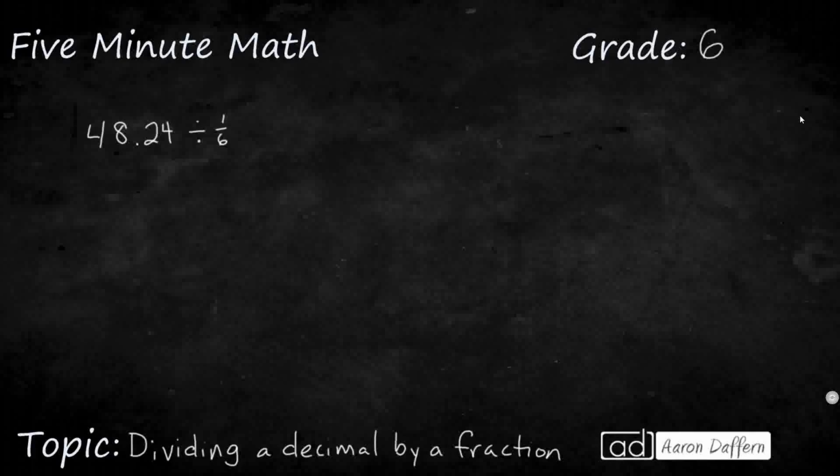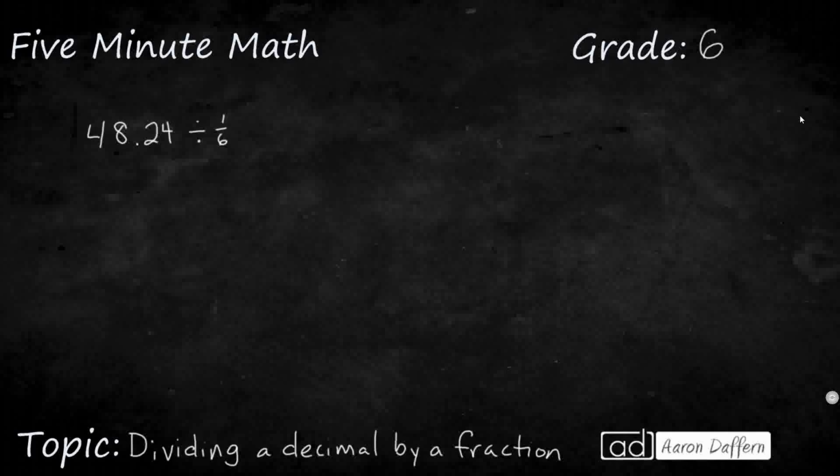Today we are looking at the 6th grade concept of division, specifically what happens when you divide a decimal by a fraction, and we'll do it in 5 minutes or less. So this is a strange looking problem here. We have a decimal, 48 and 24 hundredths, and you need to divide it by 1/6. So how can we do that?